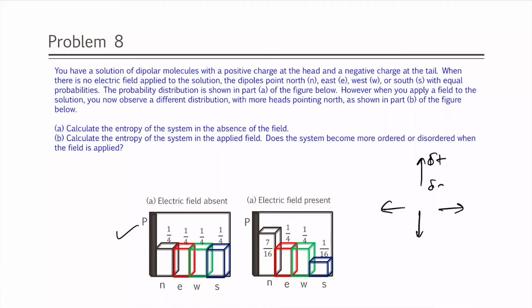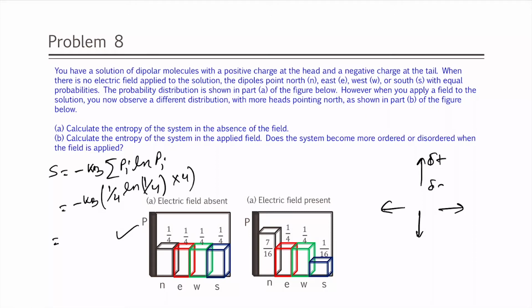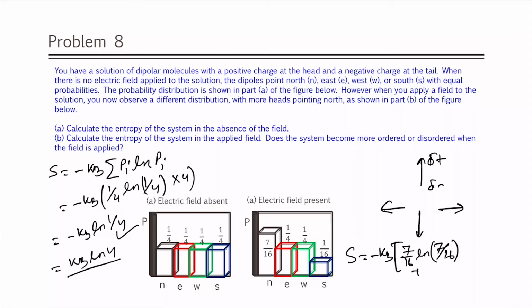Whenever you have the information of probability, the formula for entropy is minus kB sum of p_i ln p_i. In the first case, it is minus kB, 1 by 4 ln 1 by 4, multiplied 4 times, which gives us minus kB ln 1 by 4, which is kB ln 4. In the other case, it is minus kB times 7 by 16 ln 7 by 16, plus 1 by 4 ln 1 by 4 two times, which is 2 by 4, plus 1 by 16 ln 1 by 16. We can calculate that using a calculator, but the kB part will stay the same.